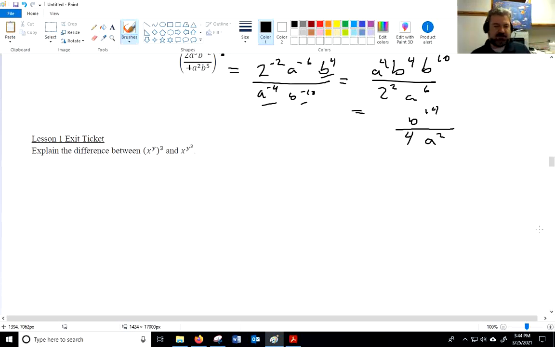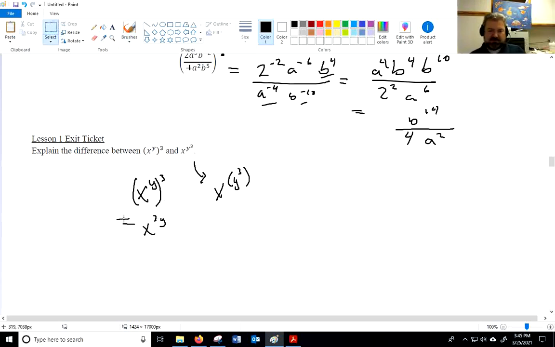This is actually a pretty important little extra ticket. It says explain the difference between (x to the y) cubed and x to the y cubed. And the important difference is in the order of operations. And this is something a lot of people don't realize, that the order of operations works from inside out. So it is very important that I have the parentheses there. Because if I don't, this expression really means x to the (y cubed), which is actually quite a different thing. And while this expression equals x to the 3y, this one does not.